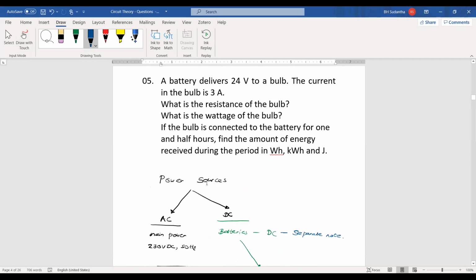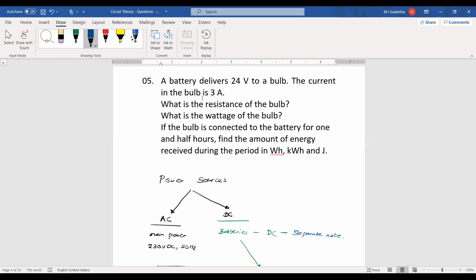Before you do those things, can you read the question? A battery delivers 24 volts to a bulb. The current in the bulb is 3 ampere. Then we have a bulb, and the power source is 24 volts. When you power up the bulb with the 24 volt power source, the current going through the bulb is 3 ampere. Then we are asked to find the resistance of the bulb. Easily you can use Ohm's law: you know the voltage, you know the current, then you can find the resistance.